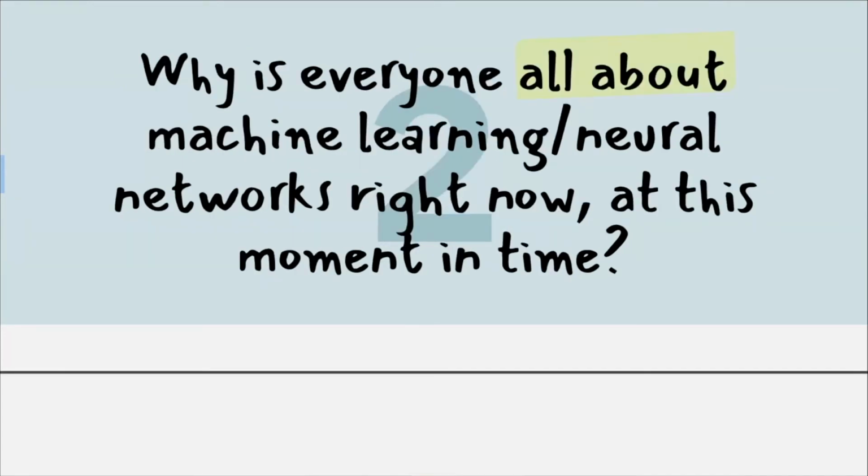Number two, why is everyone all about machine learning and neural networks right now at this moment in time? Well, machine learning has been around since the late 1940s and the 1950s. You can find academic papers on it. It didn't really take off as an AI approach until the 1980s when they came up with backpropagation. But that didn't really take off until the 1990s because something happened in the 1990s.